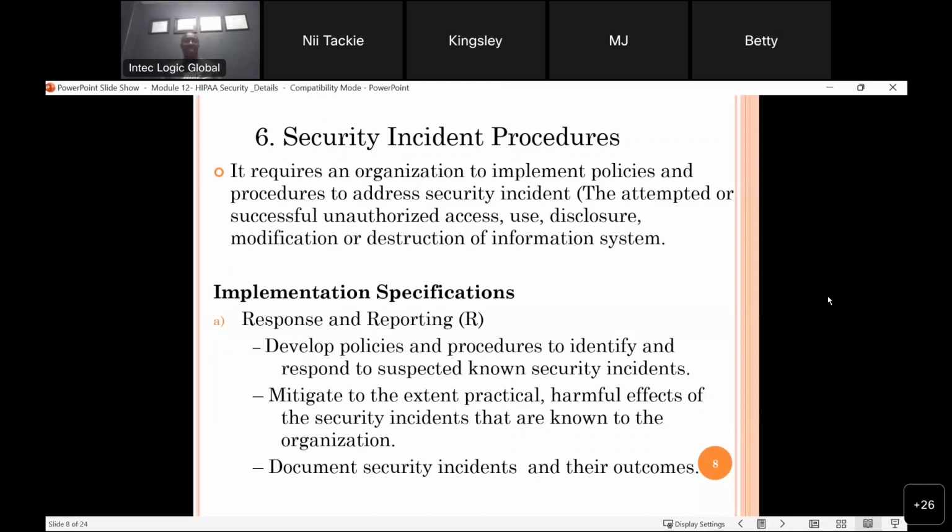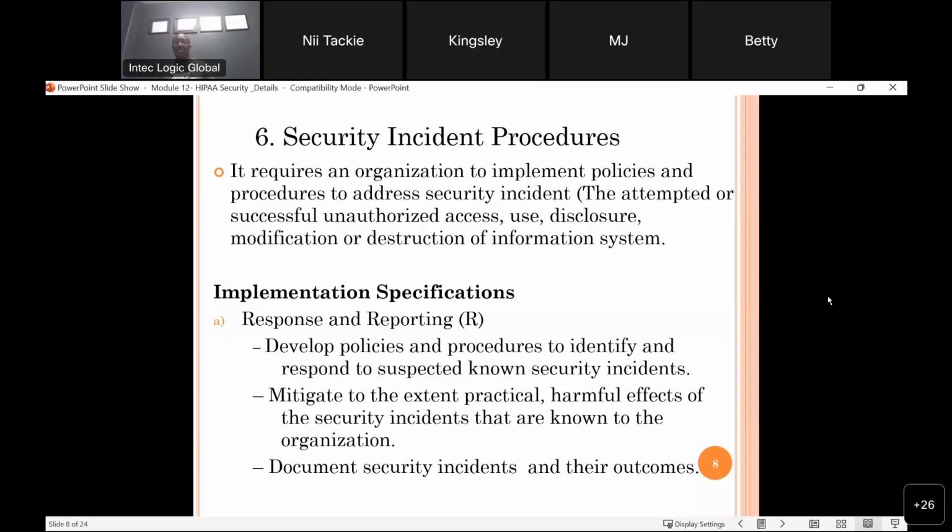Security incident procedures. It requires an organization to implement policies and procedures to address security incidents, the attempted or successful unauthorized access, use, disclosure, modification, or destruction of information systems. There needs to be a policy about that. Implementation specification, response and reporting.